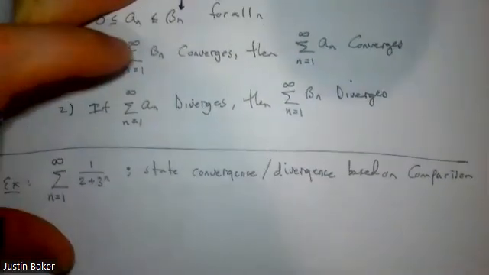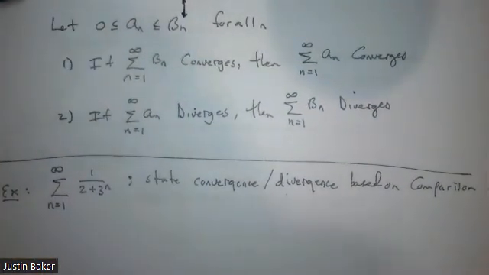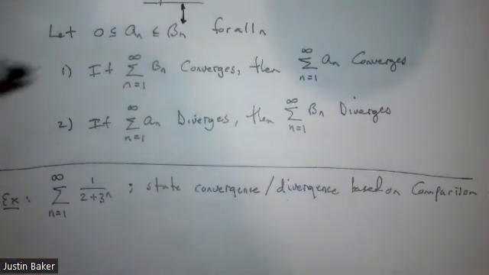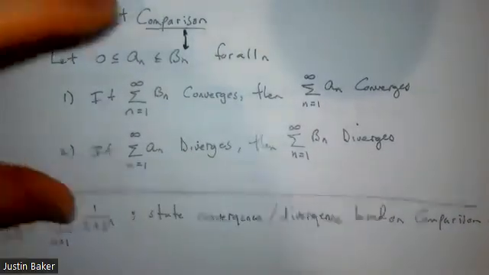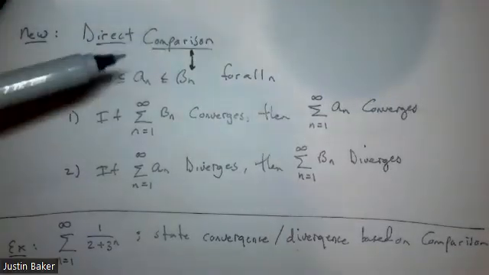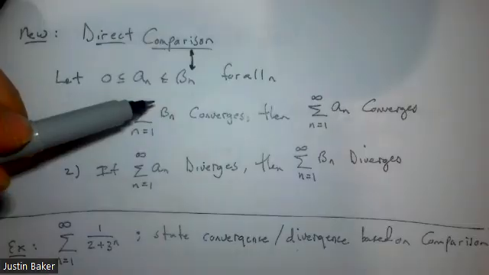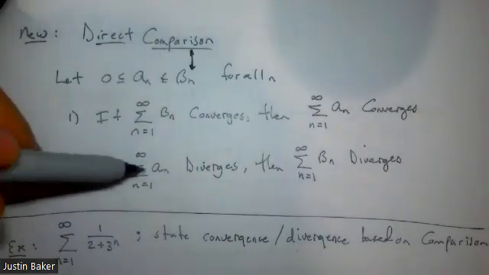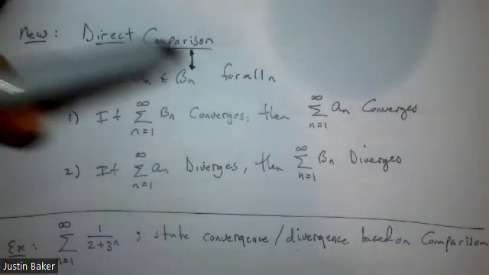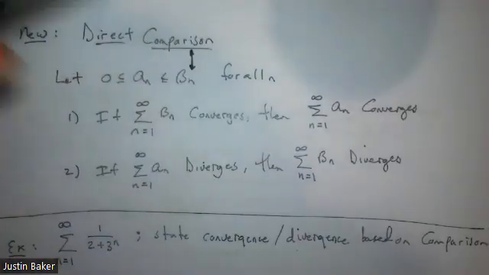If it does the other two things, this test doesn't do us any good. So if you can get through it with this test, then these are the options available to you through direct comparison. So if B of n converges, so does A of n. If A of n diverges, so does B of n. Okay.